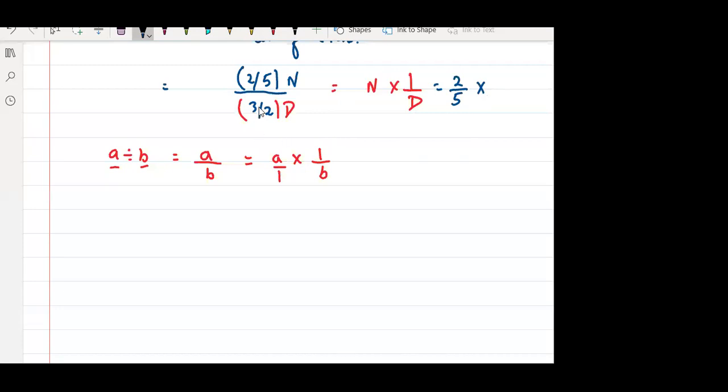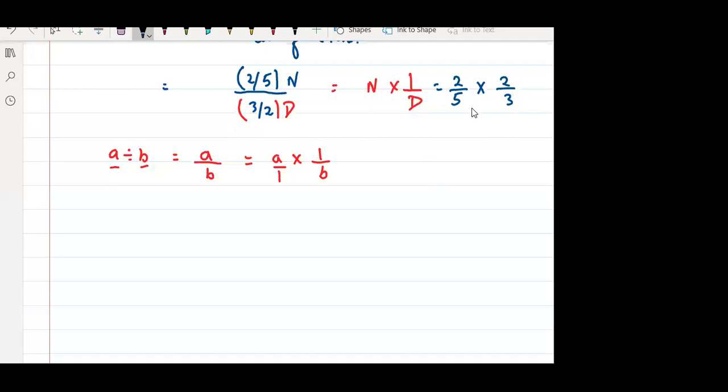Now, what is the reciprocal of 3 by 2? Tell me. What's the ulta of 3 by 2? Right? 2 by 3. Makes sense, right? Very good. So it is the reciprocal of D. So reciprocal of D is 2 by 3.